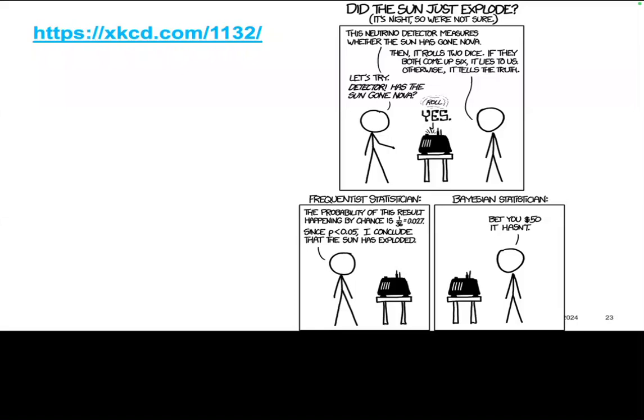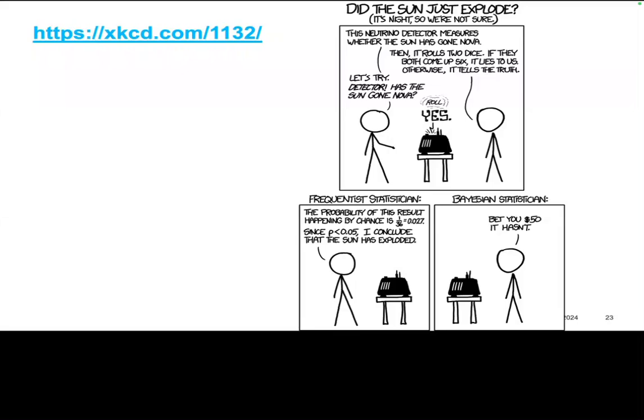So the story goes here that this neutrino detector measures whether the sun has gone nova, so whether it has exploded and, by the way, also burned the Earth. And then this specific detector rolls 2 dice, and if they both come up 6, it lies to us. Otherwise, it tells the truth. And let's try. The detector says that the sun has gone nova, which your belief would say is highly unlikely.